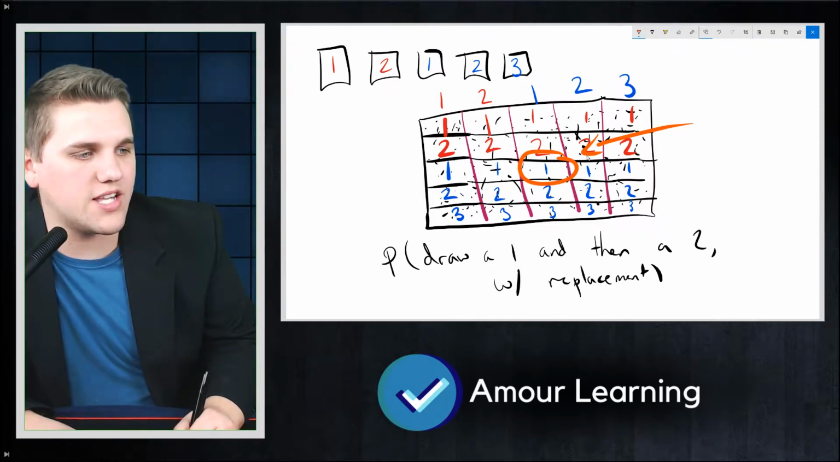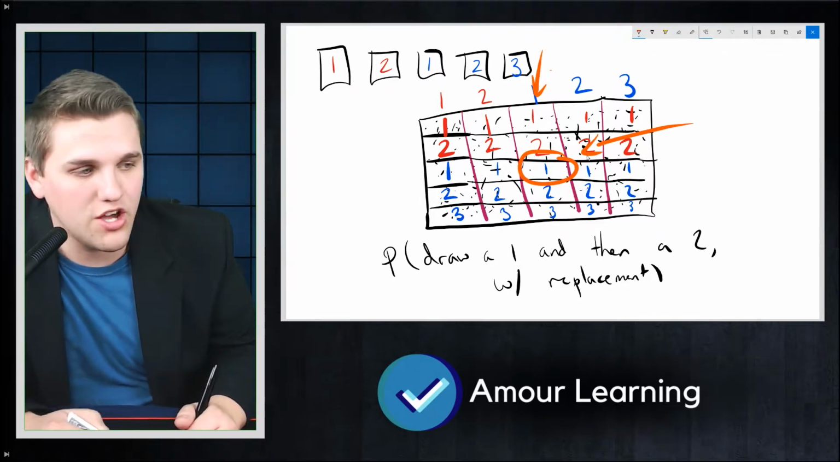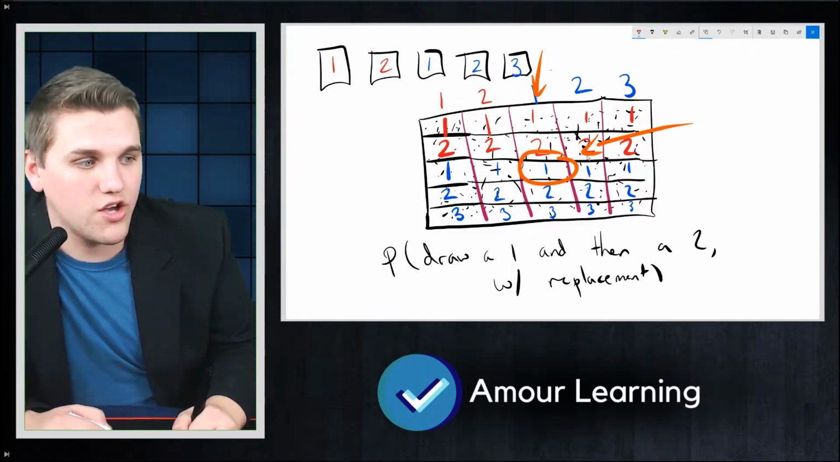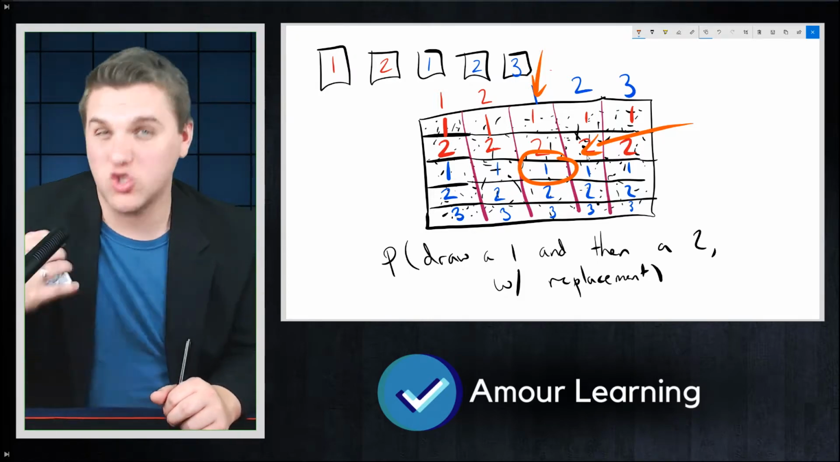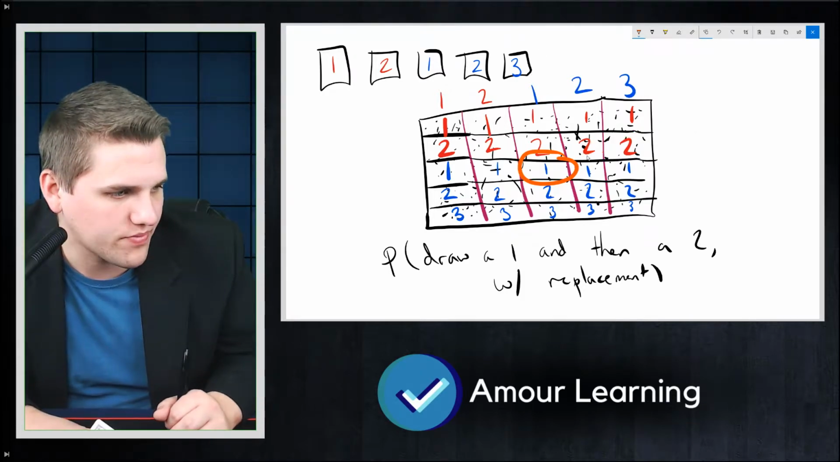So this guy is in this column, meaning that he, or she, drew a blue 1 first. Then they drew a blue 1 again. So this group represents all the population that drew a blue 1 two times in a row. Not a very large portion.